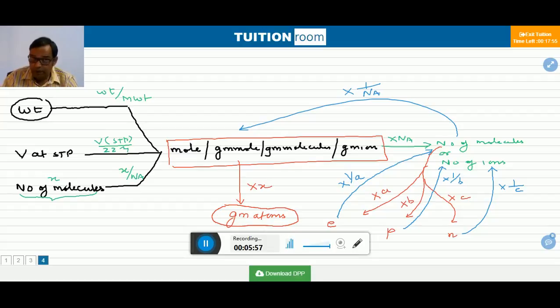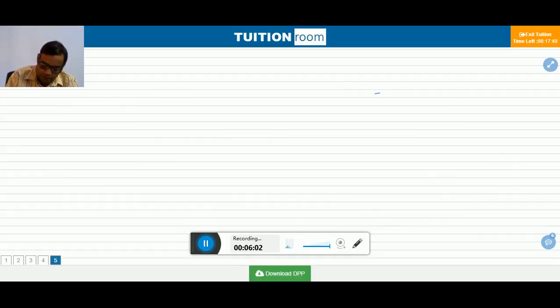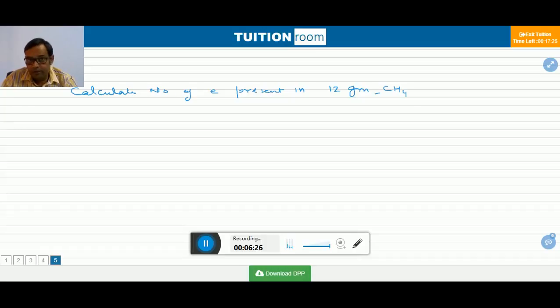What is the importance here? I am writing one question. Calculate the number of electrons present in 12 gram CH4. CH4 is methane. You have to calculate electrons, and a weight is given.